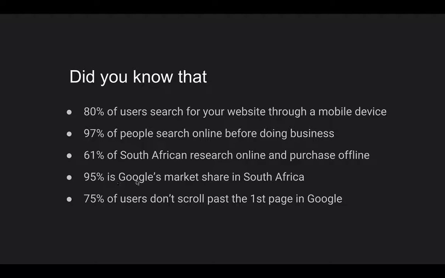95% is Google's market share in South Africa. That's why we're not concentrating on Bing or on Yahoo. And then 75% of users don't scroll past the first page in Google, so it's not really worth it. We want a first page on Google.